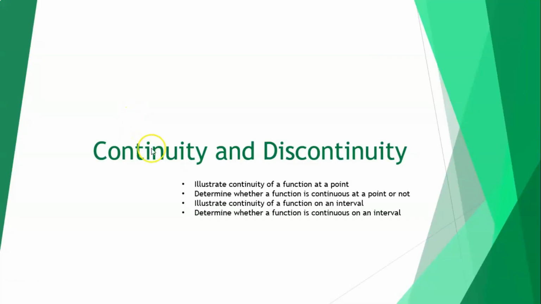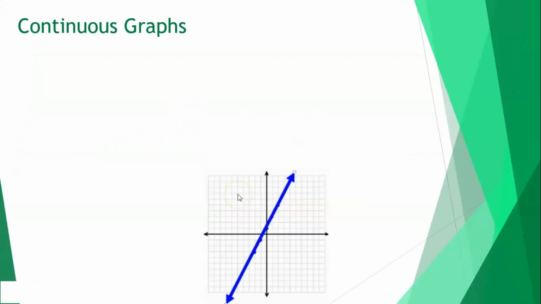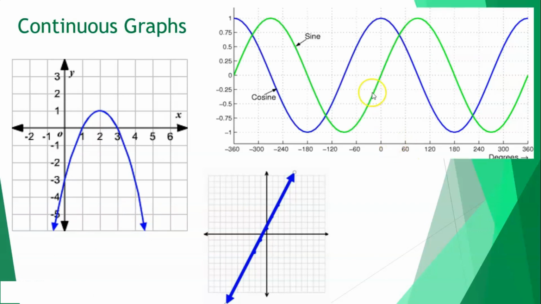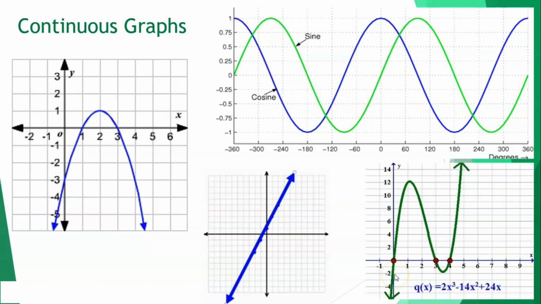Hello everyone. In this video, we will learn all about continuity and discontinuity of functions. Now, these are examples of continuous graphs. This is a graph of a linear function. This is a graph of a parabolic function. And these are graphs of sine and cosine functions. And this is a graph of a polynomial function. Now, all of these are continuous graphs.